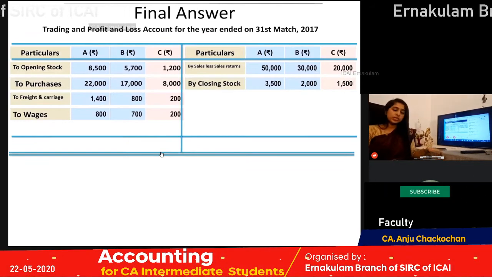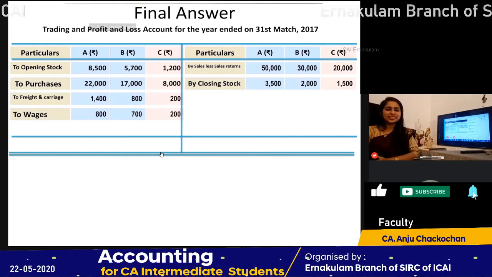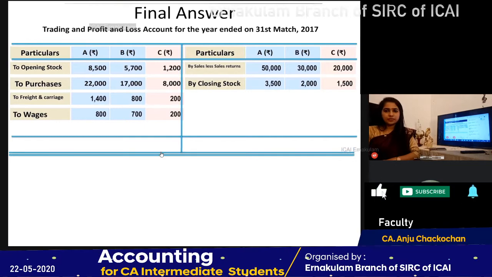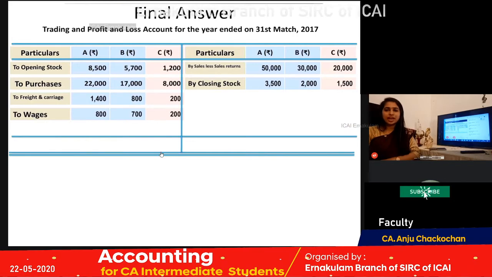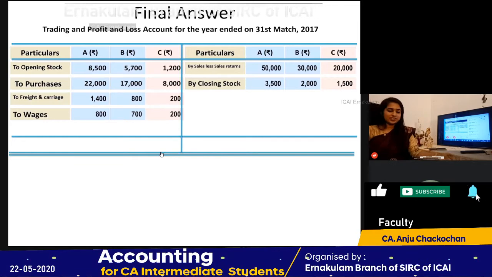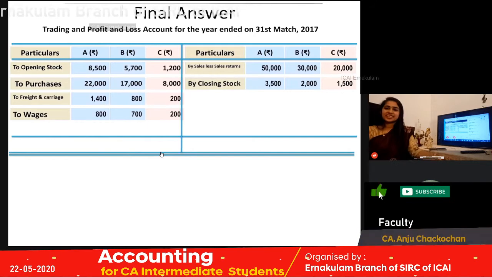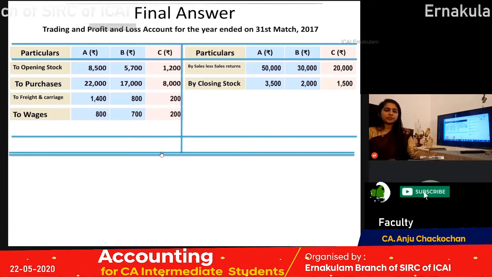Everyone, kindly compute the answers of gross profit and give me a message regarding that. Make it fast. You take the figures from the question. Please don't copy it from the screen. Take the figures from the question and note it down, and compute the final answers. Okay, give me the answers also, Ria. The gross profit amount.